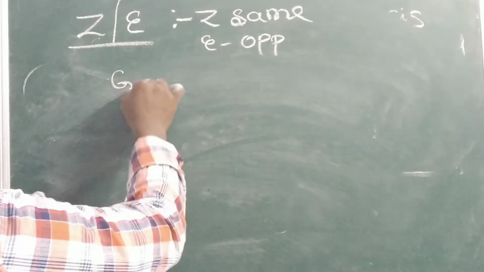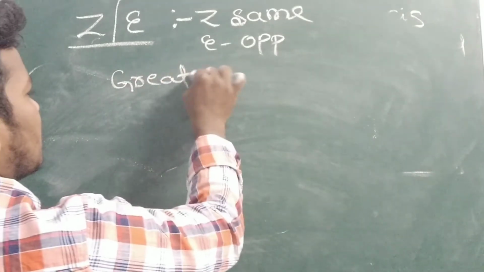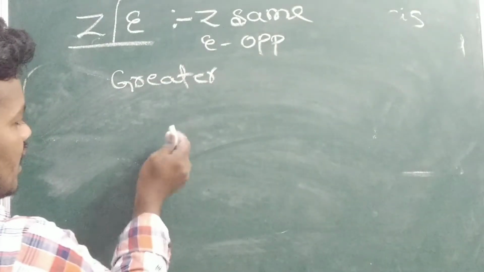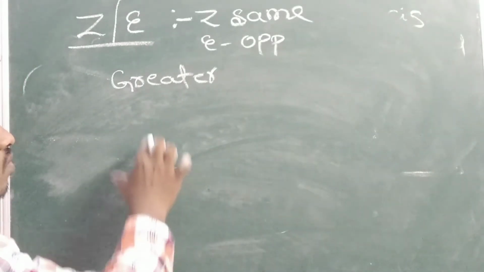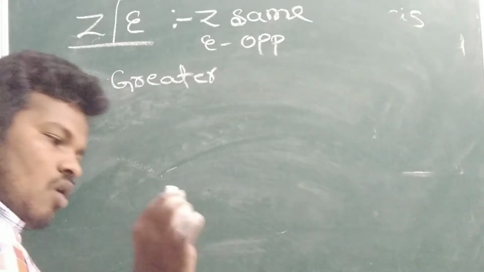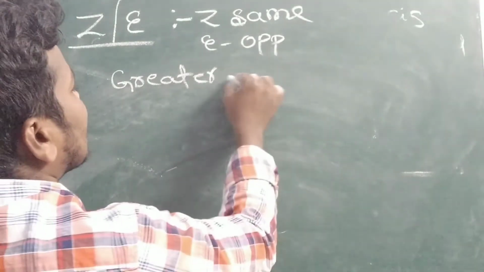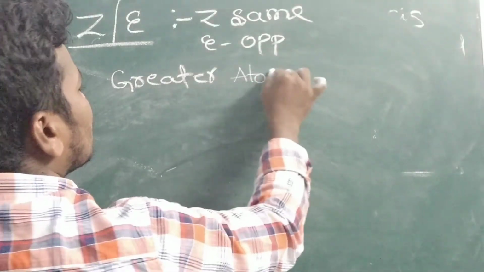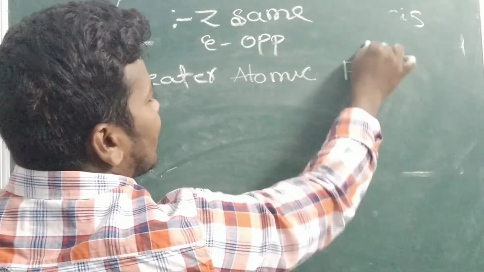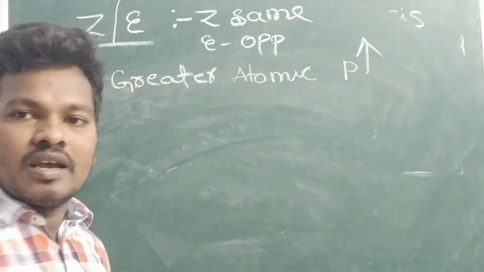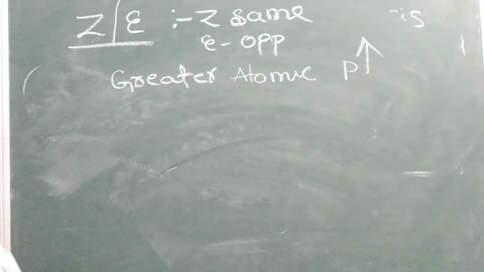Greater the atomic number, higher the priority. One carbon is having two atoms. One is having the greater atomic number, one is having the lesser atomic number. Greater atomic number, high priority will be there. While doing the example, you can see.